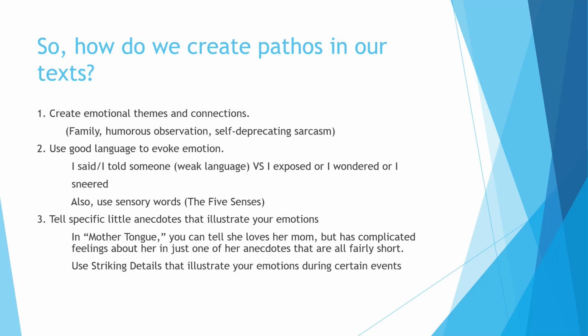For the third one, you can also tell specific little anecdotes that illustrate your emotions so other people can understand those emotions. So in Mother Tongue, for example, using our very first example of the semester, you can tell that she loves her mother but has complicated feelings about her, even in just one short little anecdote that she tells. That's an example of a striking detail or a striking little anecdote that clearly illustrates your emotions to connect to an audience.